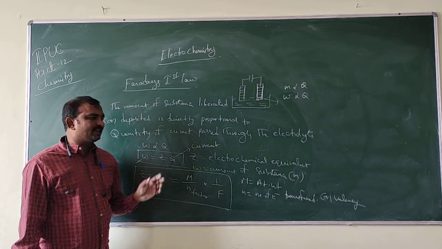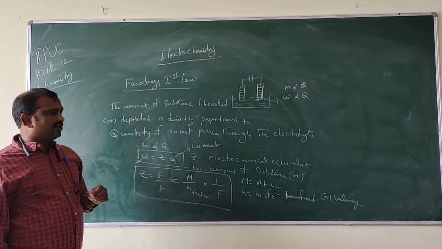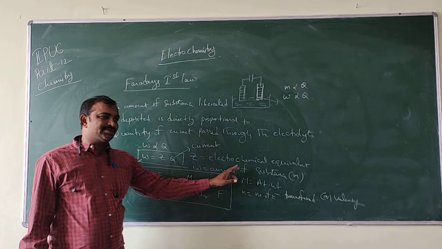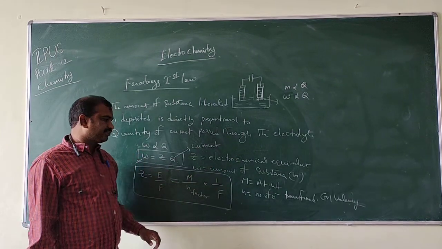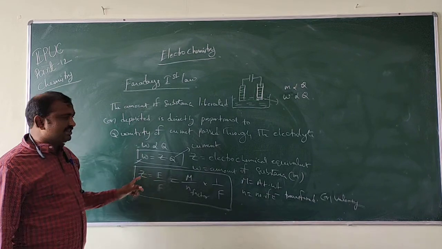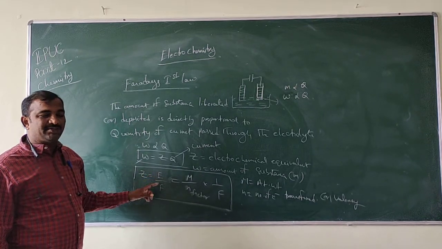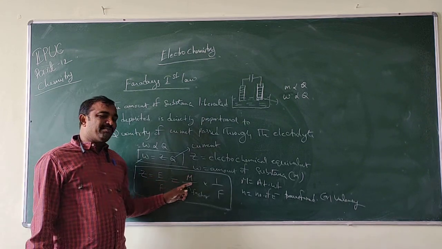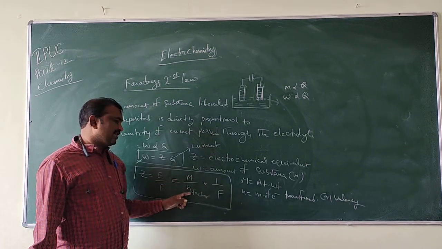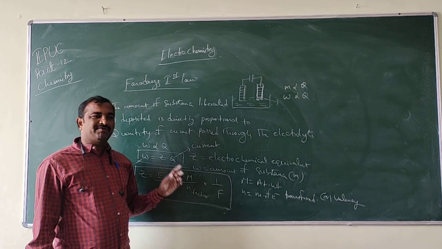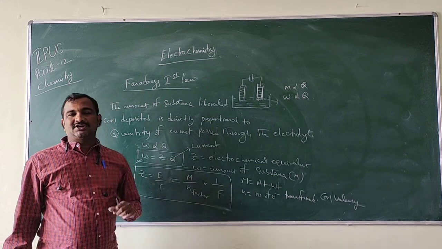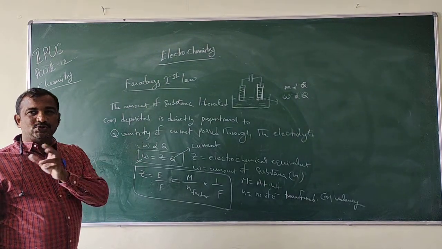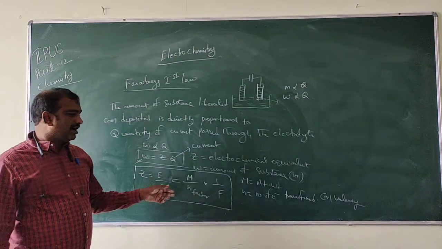So what is Z? Electrochemical equivalent. And what is W? Amount of substance. This amount of substance we can denote as M also. And Z, the electrochemical equivalent, is equal to E by F. E is the equivalent weight, that is equal to M by N factor. What is M? Atomic weight. N factor is the number of electrons transferred, or the number of electrons required to convert the ions to atoms, or valency.